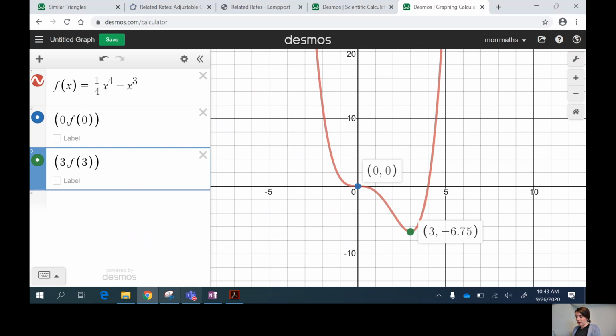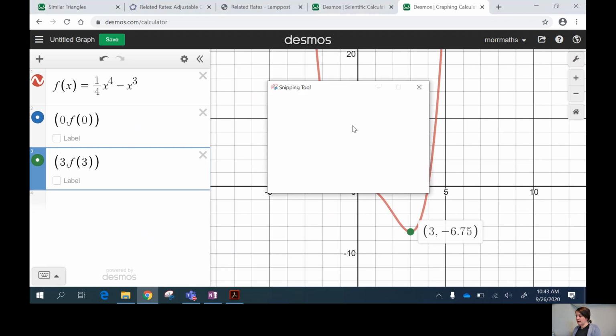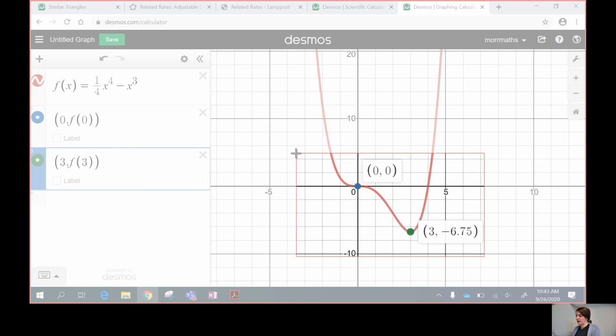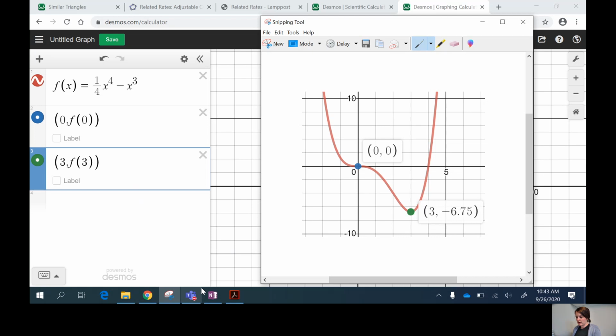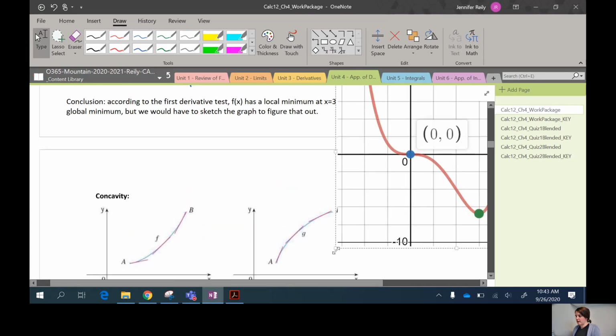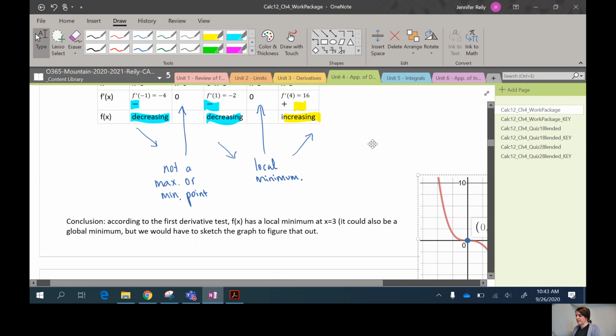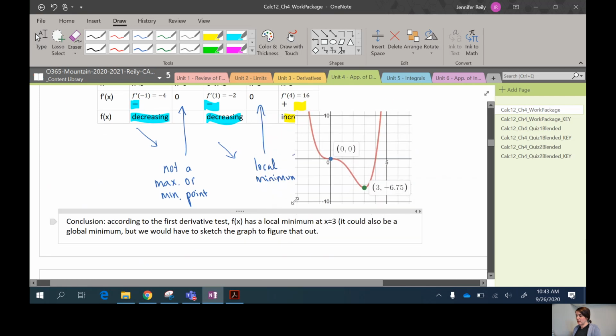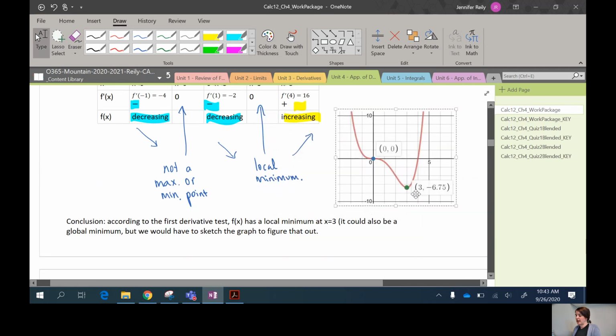So I'm just going to take a photo of this and put it into the notes. Remember, you can get these notes later. You can print them off if you want to from OneNote. If you want a picture of that, you can add that into your notes. So we can see there it actually is a global minimum as well. We found the derivatives here, negative and negative because the graph is decreasing, and then positive here. So we have our minimum point at x equals 3.